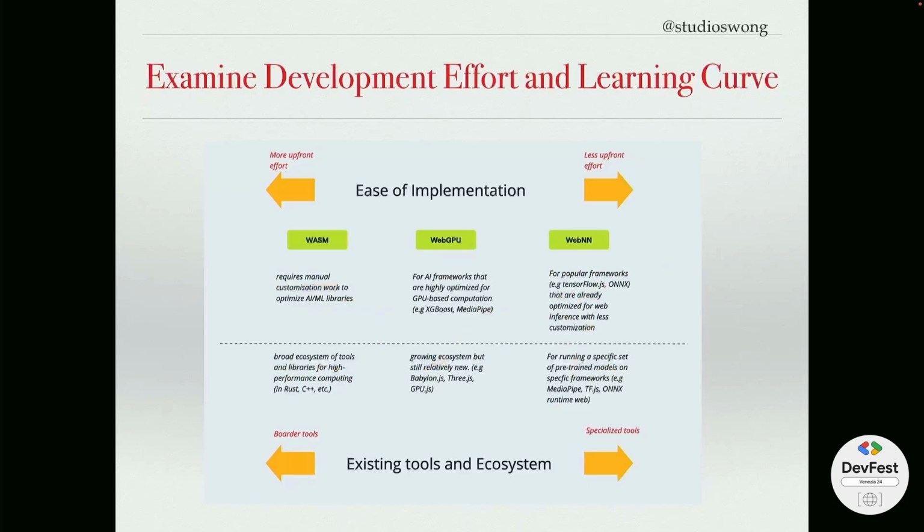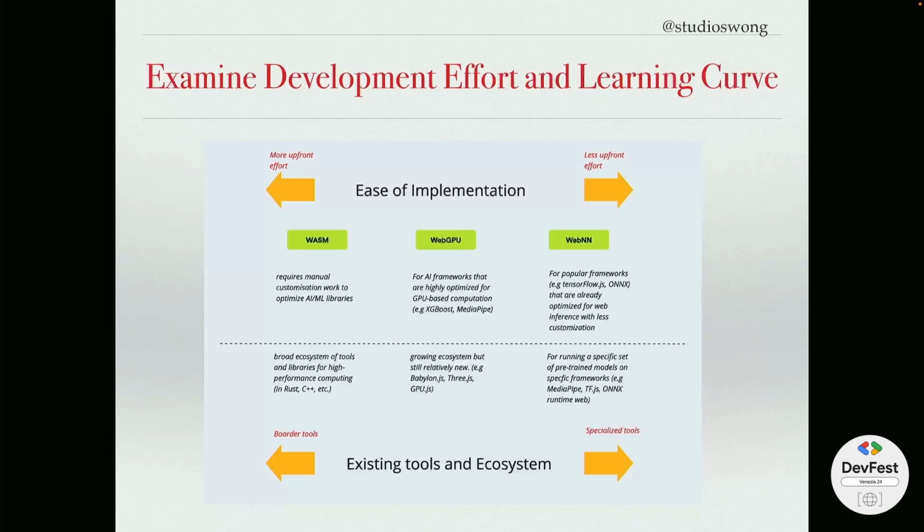Another bit is also, as a developer, you really need to think about your development effort and learning curve. Wasm is on the high-effort end, because it's very general. You can say it's like a compiler, you can write everything in your native code. In that case, it allows you a lot of low-level control and performance, pretty much anything that you get from native code. But if you were to use it to develop your AI models, you need a lot of manual work to optimize the operations. You pretty much need to write everything yourself if you're purely on Wasm.